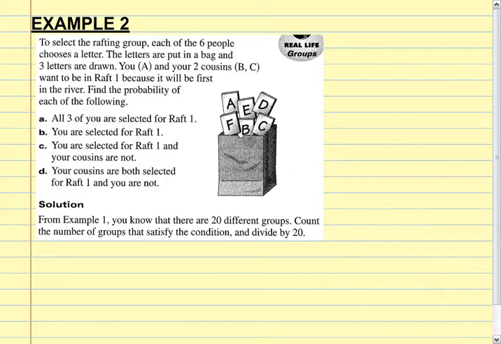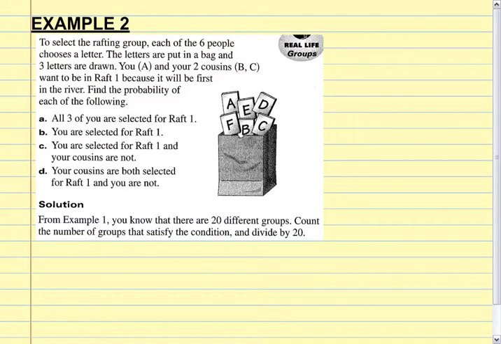Example 2. To select the rafting group, each of the 6 people chooses a letter. Okay? So that means they choose A, B, C, D, E, or F out of a bag. The letters are put in a bag, and 3 letters are drawn.